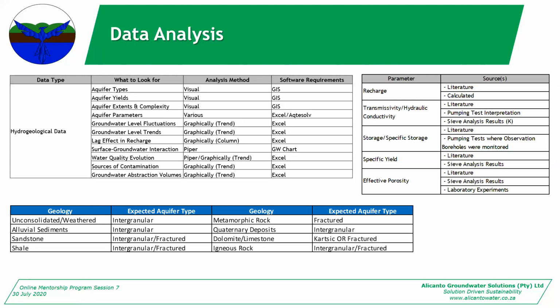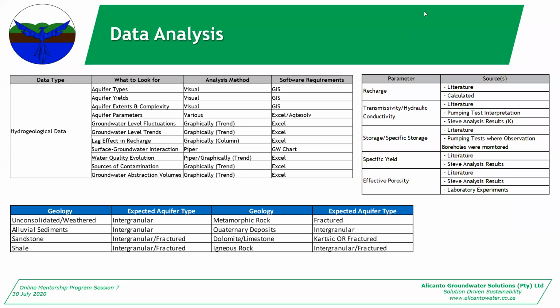Then your water quality evolution, you get from your Piper diagram or a trend graph. Sources of contamination, typically you'll see a nearby monitoring point will start to show contamination after you've constructed your tailings dam or waste rock dump or whatever facility you're looking at. And groundwater abstraction volumes, you want to see, is it maintaining consistency or is it losing capability over time?